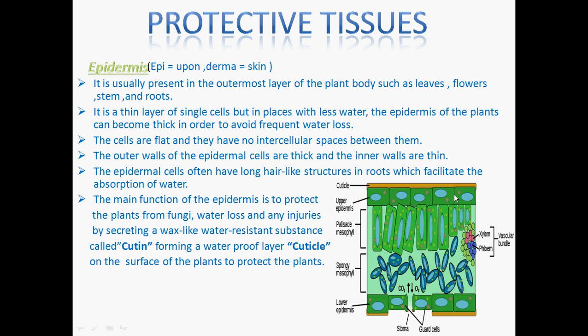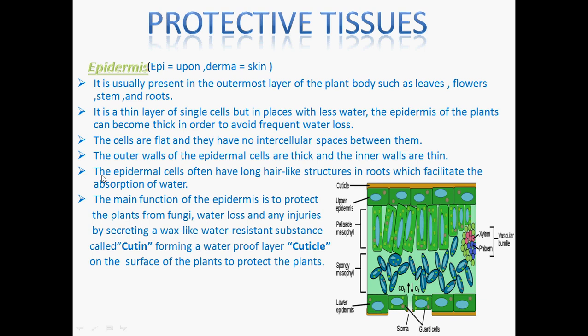So these are the cells of the epidermal tissue. Even the outer walls of the epidermal cells are thick and the inner walls are thin. You can see the outer walls are a bit thick because of the presence of a wax-like water-resistant substance which has been secreted by the epidermal cells themselves, and this waterproof layer of wax-like water-resistant substance is known as the cuticle. So in this way the outer walls of the epidermal cells are thickened by a cuticle layer and the inner walls are a bit thin.